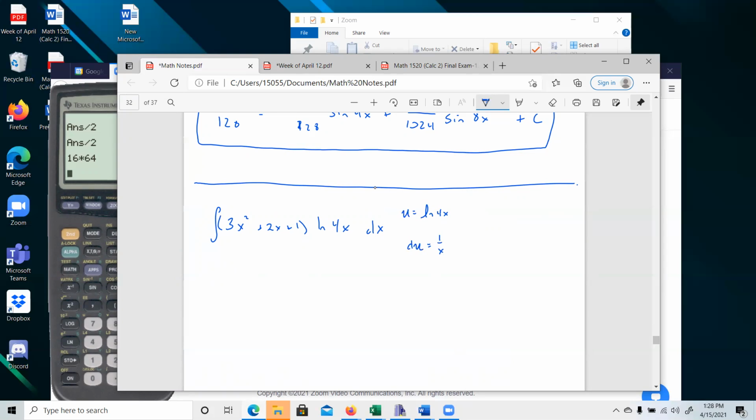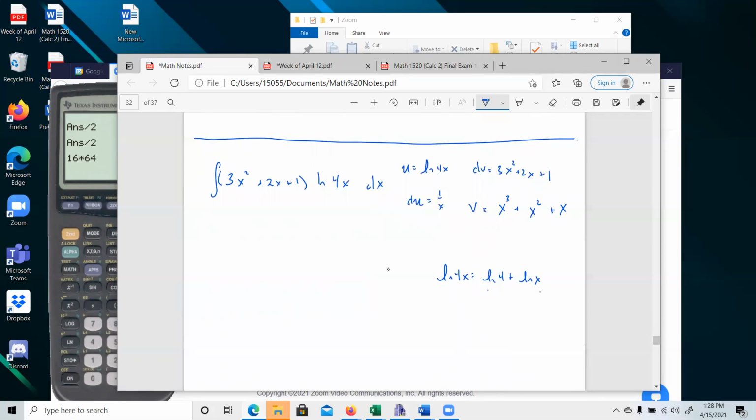Just as an aside, ln of 4x is equal to ln 4 plus ln x. And if I take this derivative, natural log 4 is a constant, so we're just taking the derivative of natural log x. So there you go. And dv is equal to 3x squared plus 2x plus 1. Integrate this, so we end up with x cubed over 3, so that cancels, x squared over 2... wow, it's almost like somebody got this out of a textbook or something. Amazing.